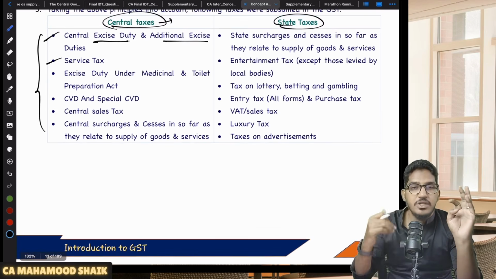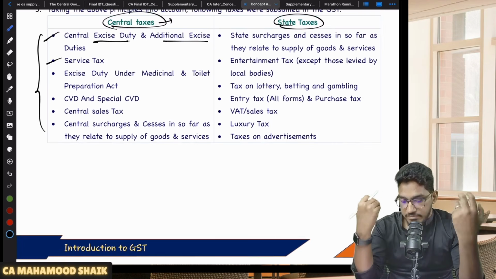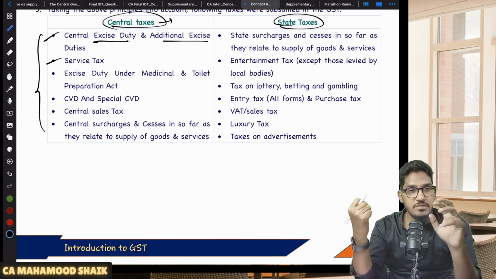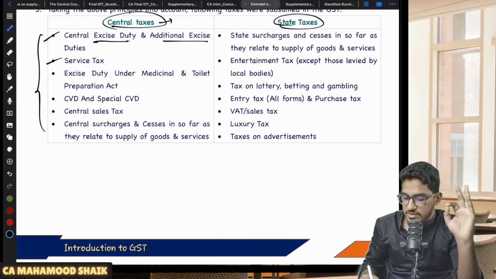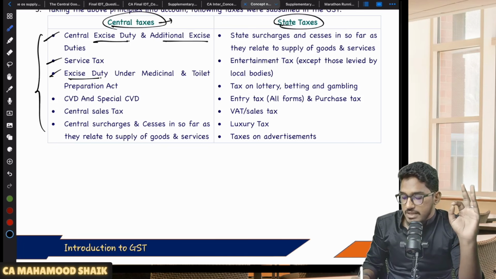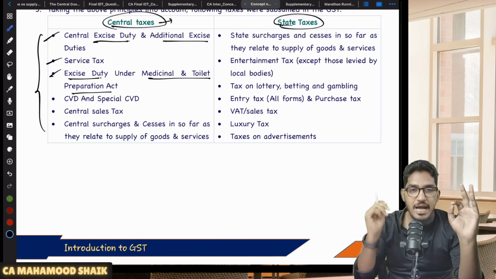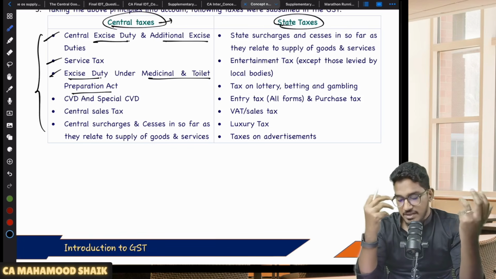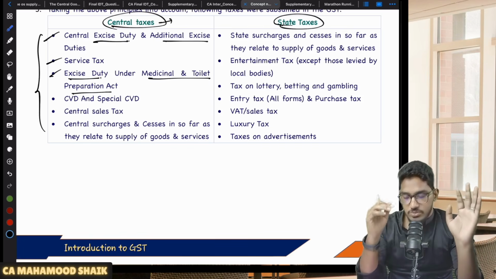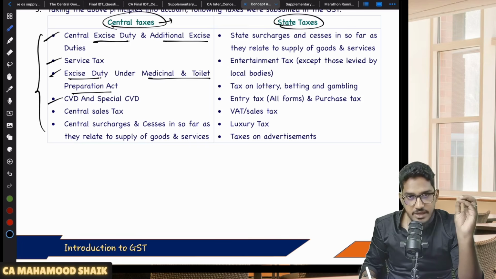Service tax: we used to have this tax whenever services were provided, but now we no longer have service tax. It has been subsumed into GST. And then we used to have excise duty under the Medicinal and Toilet Preparations Act. Like this, a separate excise duty used to be there on medicinal and toilet preparation items. That is also gone now. CVD and special CVD.